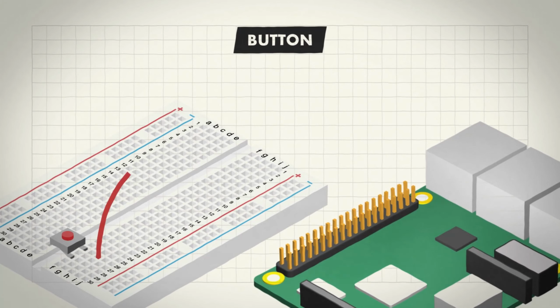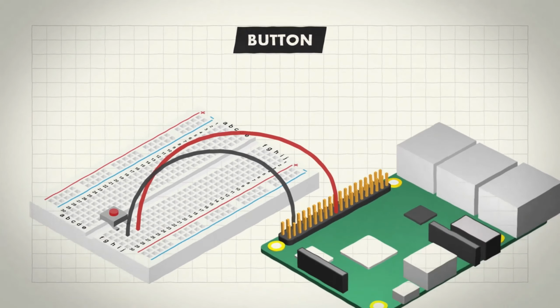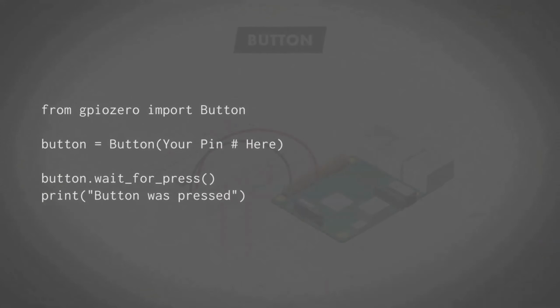Connect your wires from one numbered pin and one GND pin to the same rows as the legs. It doesn't matter which wire connects to which leg. Test your button works by running this script.